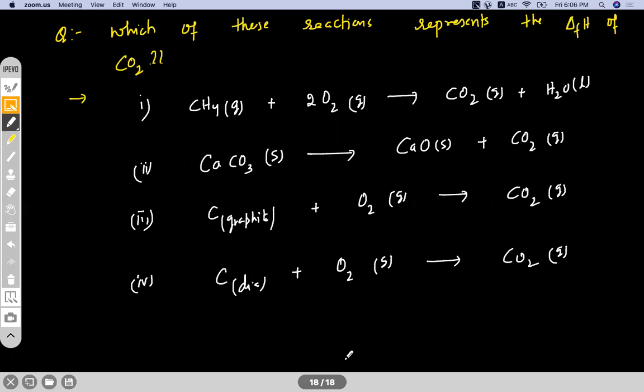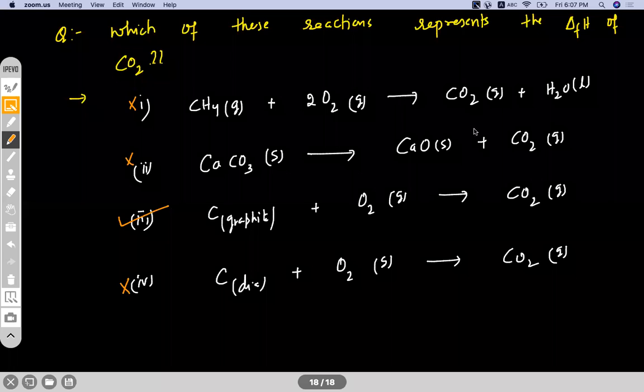Clear? What is the answer? Tell me. Yeah. Obviously, the first two you can eliminate easily because these are not the constituent elements. These are compounds over here. Carbon and graphite, we know diamond is not the reference state of carbon. It is the third one.